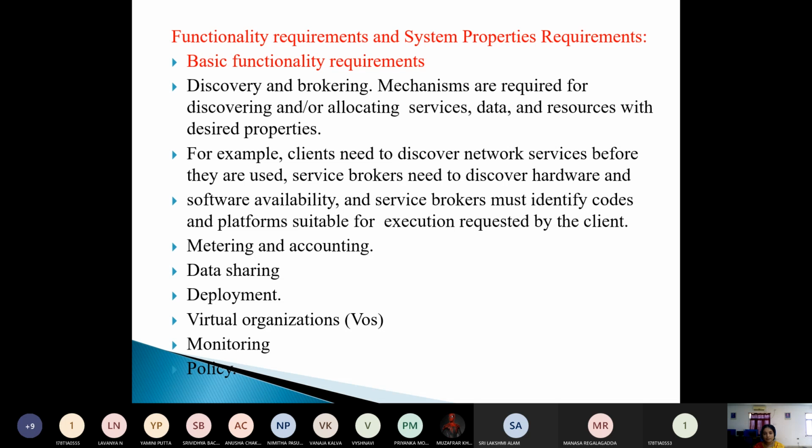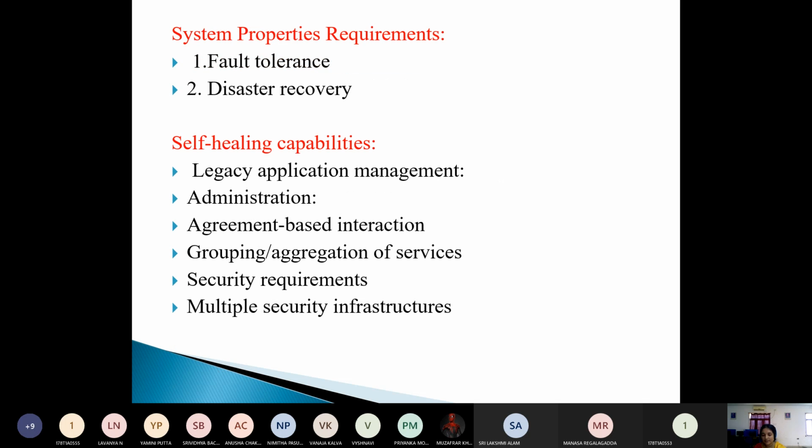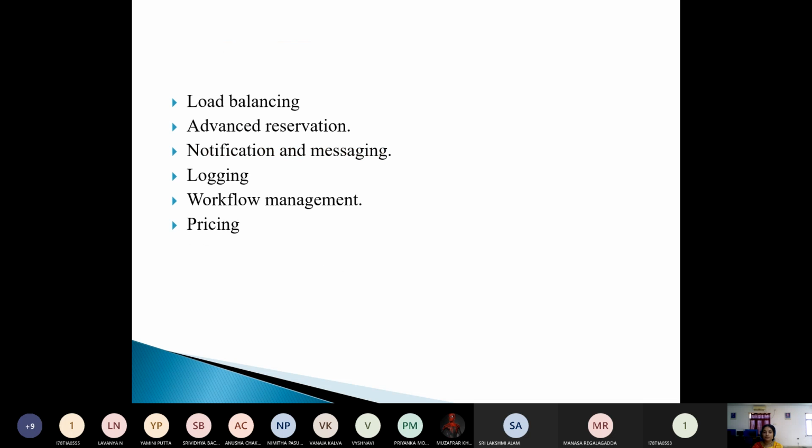Up to here we have discussed the introduction of OGSA, the architecture of OGSA, the details and motivations of OGSA, and the functionality requirements of OGSA. These are the different things we have in unit 2. In the next class we will discuss OGSI, the Open Grid Service Infrastructure, in detail. Okay, thank you.